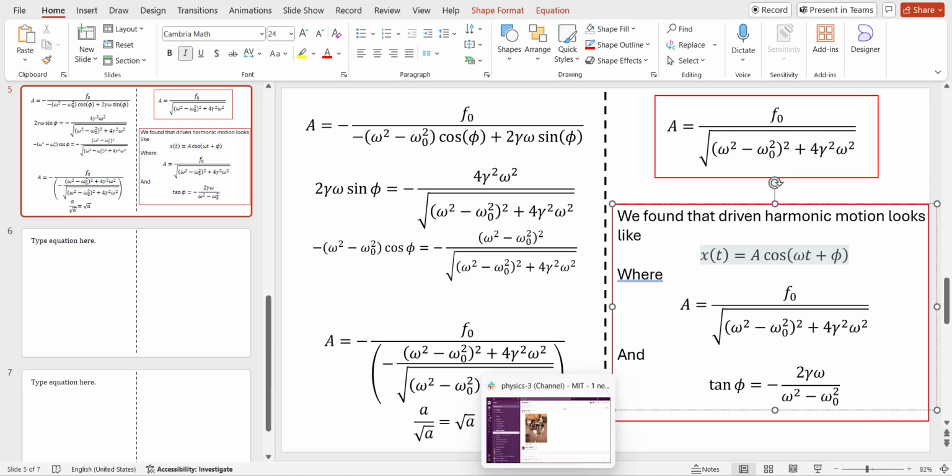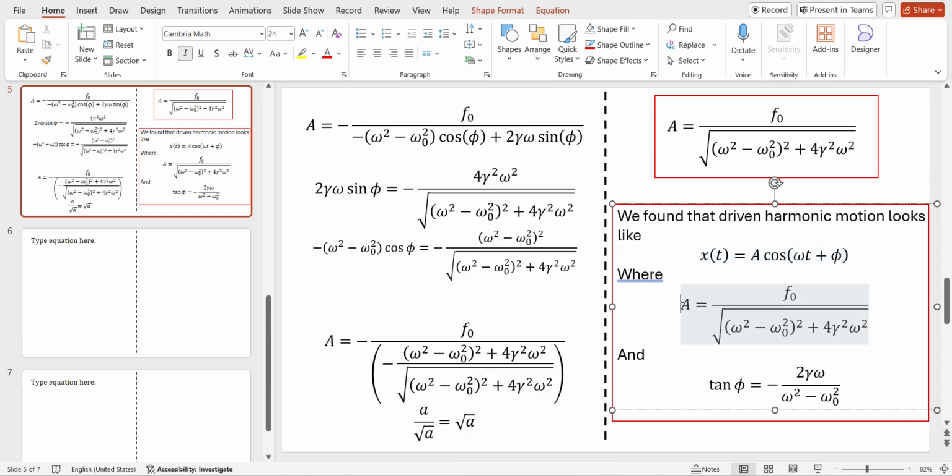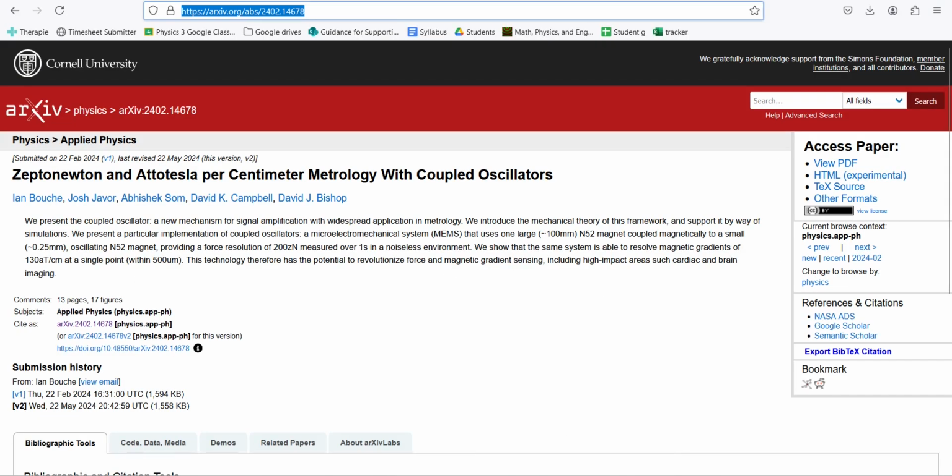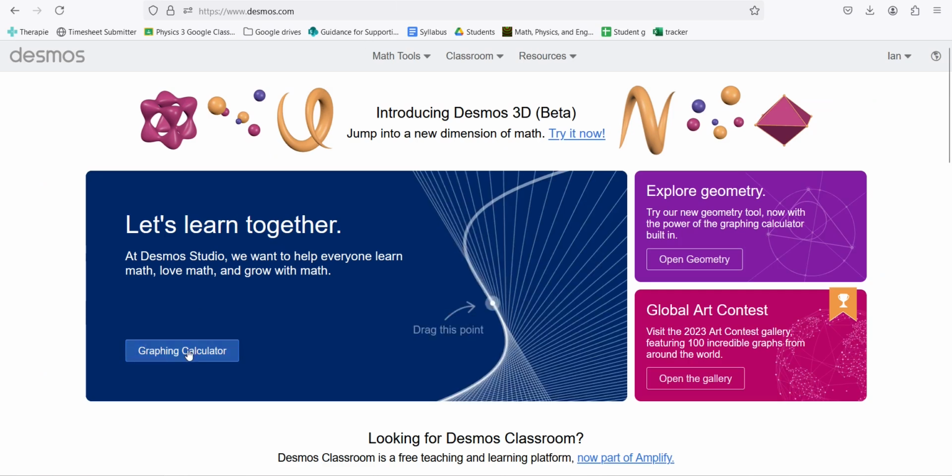I think I'm just talking about the solution there. That's my paper. Okay, there's Desmos. Okay.